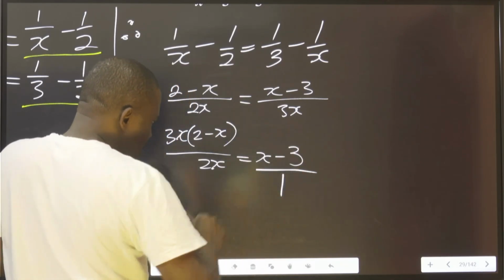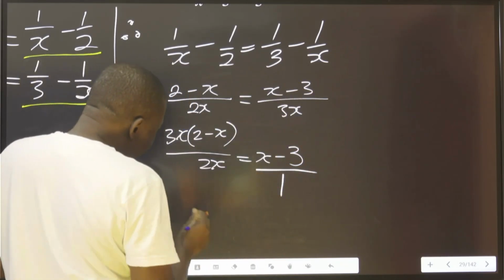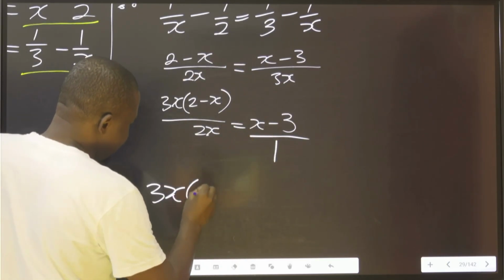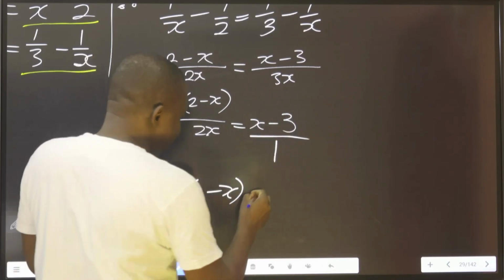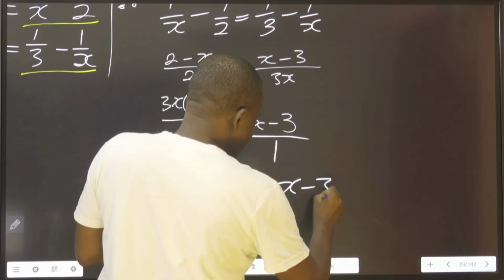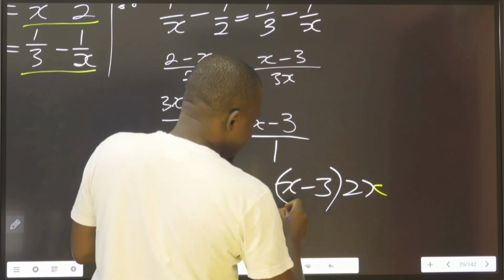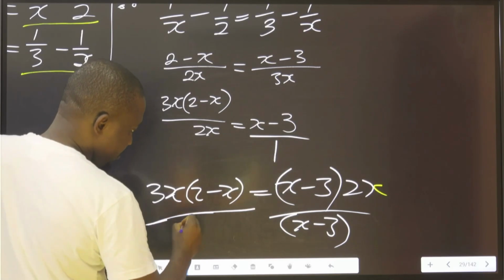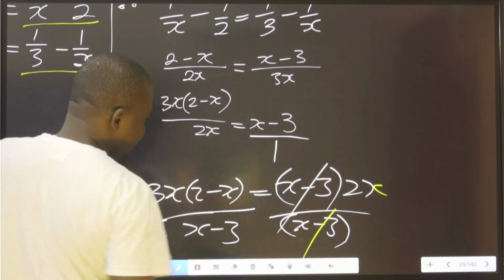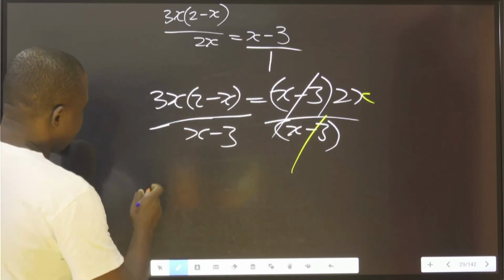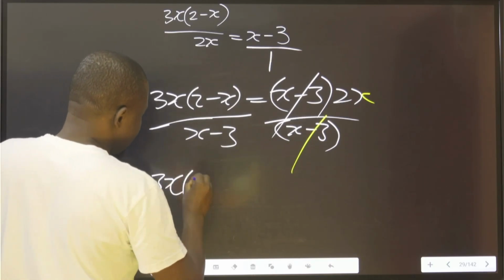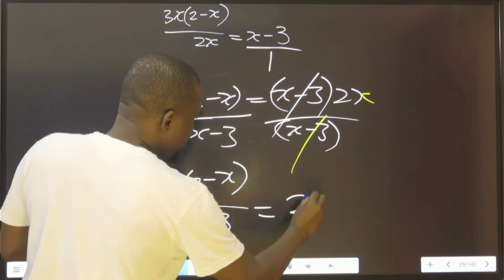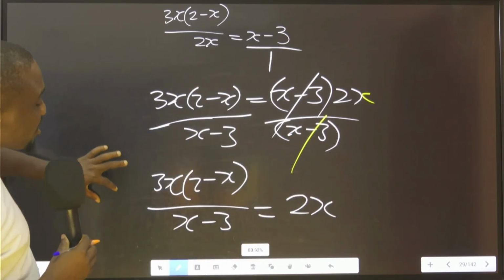You can just cross multiply, move this here and move this here. Or, just because of some people that might be confused, I can do like this. 2 minus x, then I say equals this multiplied by 2x. Then I divide both sides by this now, just to remove this now, okay? That is 3x, 2 minus x over s minus 3 equals 2x. You agree with me? You can also go ahead now.